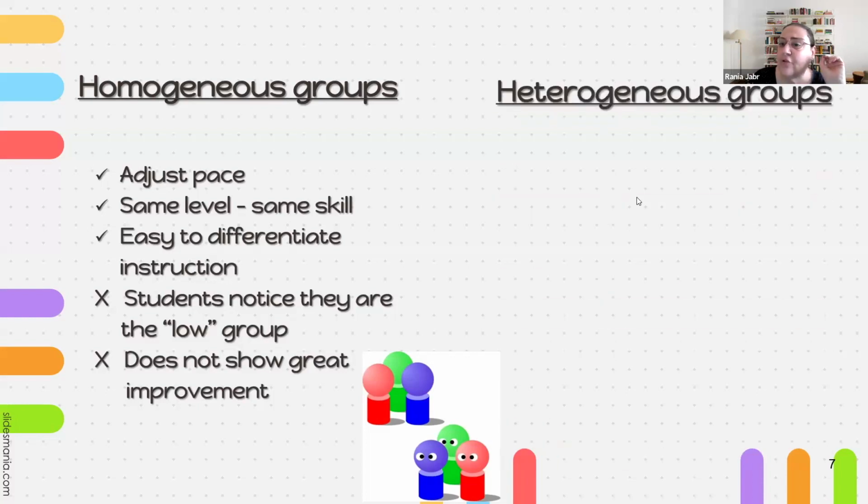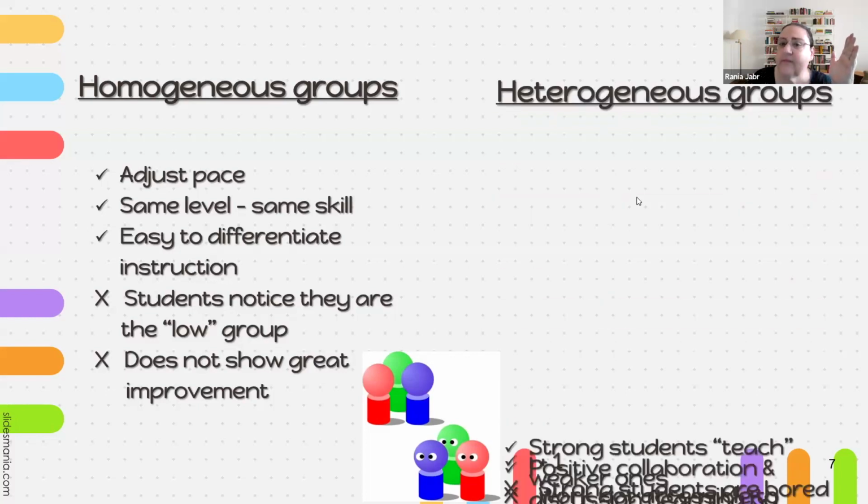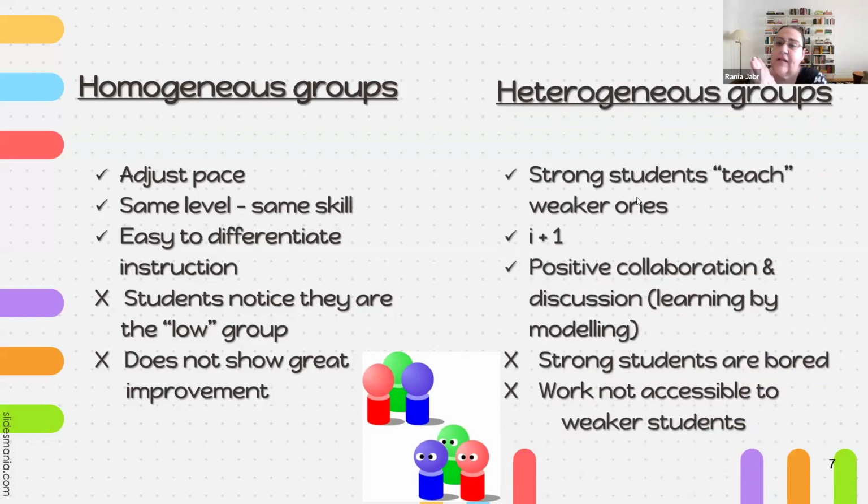On the other hand, the heterogeneous groups, from the name, different levels. In the heterogeneous groups, where there's a mixture of strong students and weak students, the strong students, and this is a very important word, and I put it between quotes for a reason, "teach" the weaker ones. And I'll repeat this very famous saying, which is basically students learn from each other. The stronger students are role models, or they model the right answers to the weak ones. And this is a very important point to make use of in our classes.